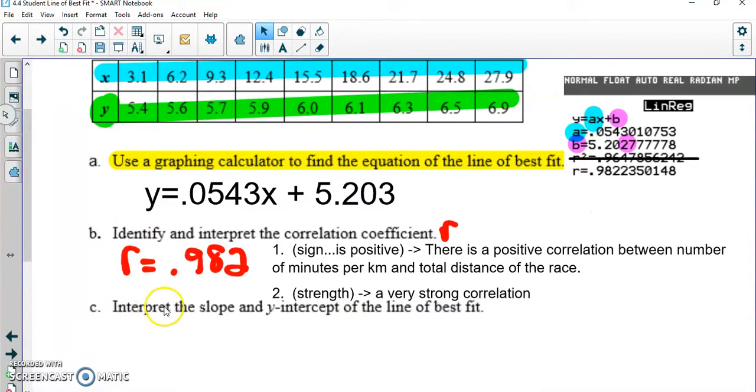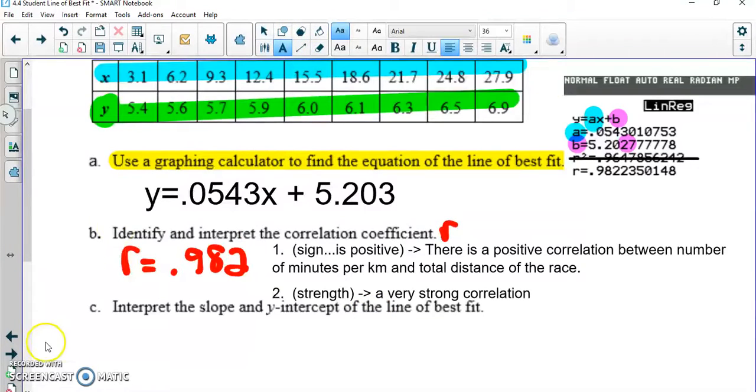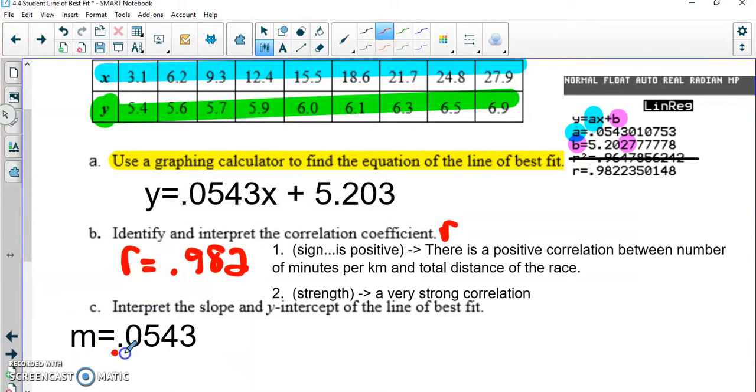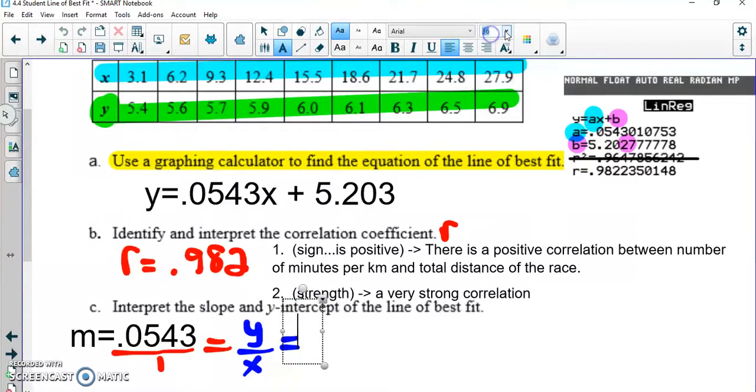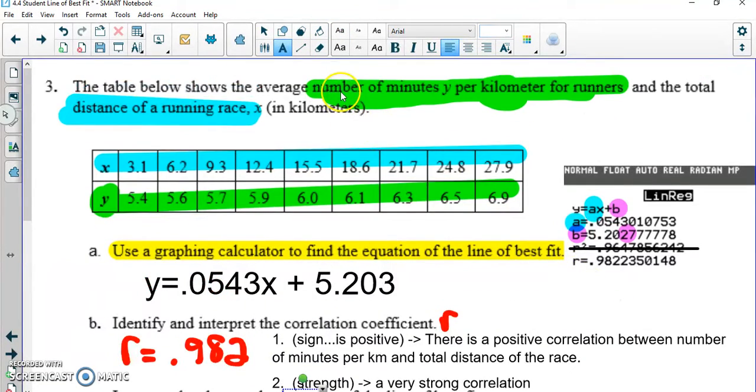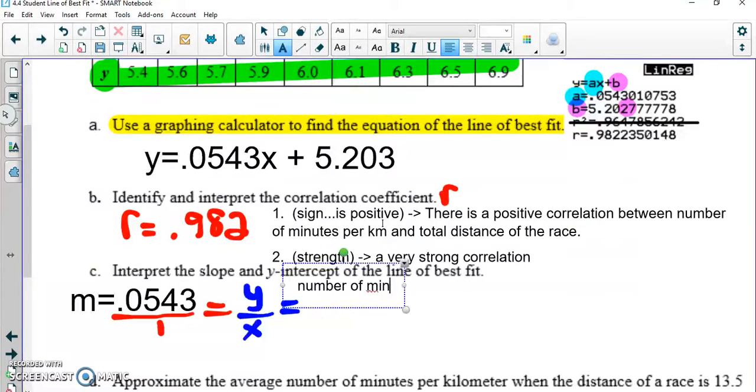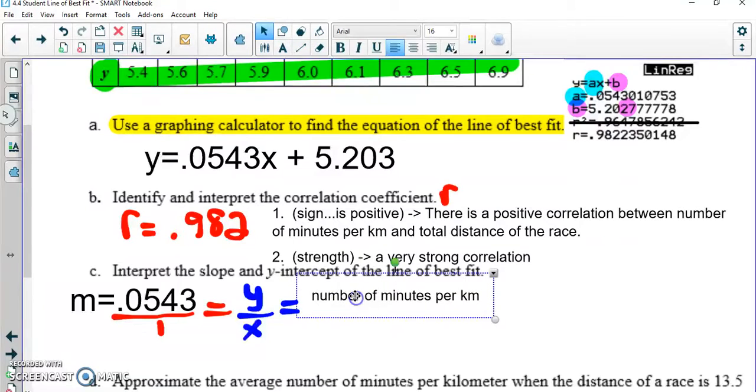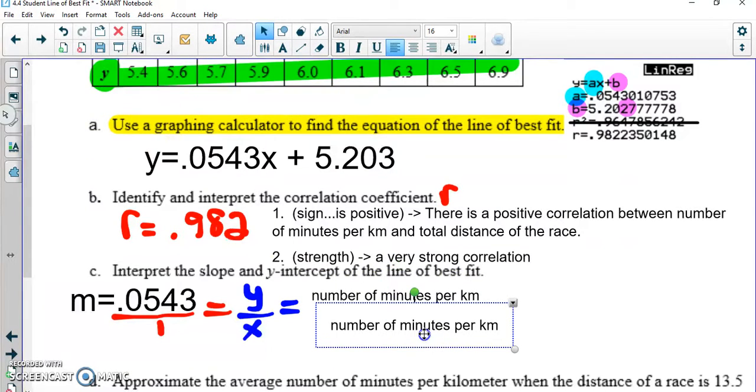Last part, or the next part, is we need to interpret the slope and the y-intercept. So our slope, m, was given to us as 0.0543. I like to represent that as a fraction, just because it's always easier to represent slope as a fraction. So we know that slope is describing the change in y over the change in x. So for us, the y value was given to us as the number of minutes per kilometer. And then the denominator was x, which was just the total distance of the race.